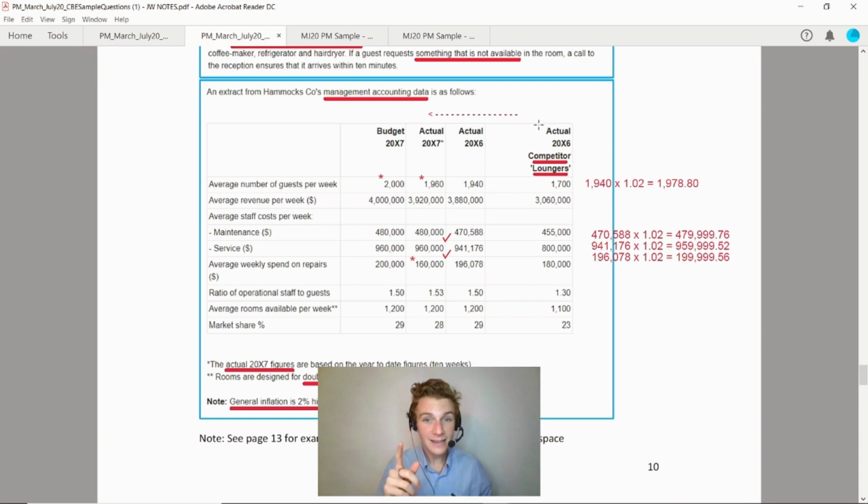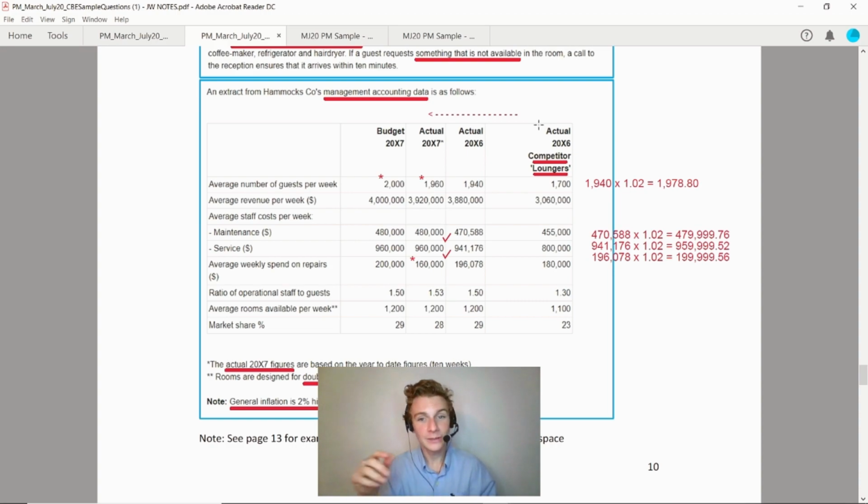The next thing here is, well, what do those titles actually mean? Because we've got actual figures and budgeted figures. Also, different years and also on the end, competitor lounges. So we've got competitor information, our actual information, and budgeted information for different years. So make sure we understand what we're referring to in our points and being direct with the figures.